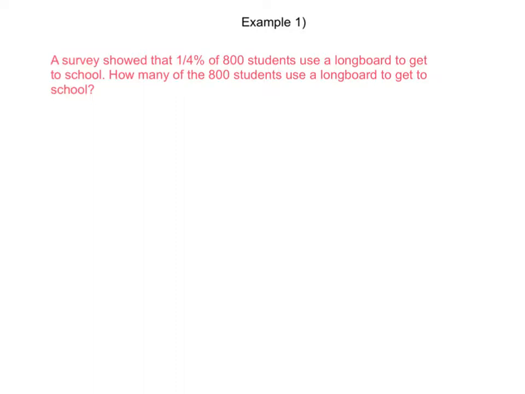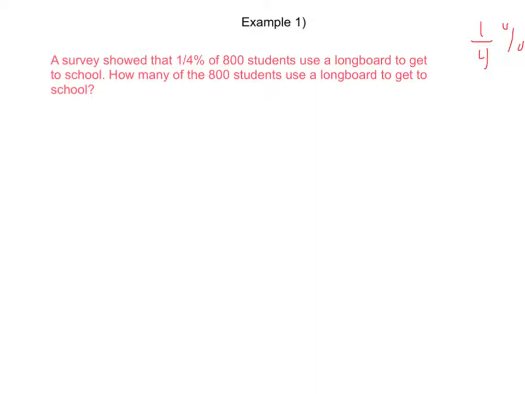Okay, so problem solving. It says, a survey showed that 1/4%, and that's actually just up here you can see, I couldn't make them on top of one another. A survey showed that 1/4% of 800 students use a longboard to get to school. How many of the 800 students use a longboard to get to school? Well, we want to know what the exact number is. So we've got to do our little calculations again.